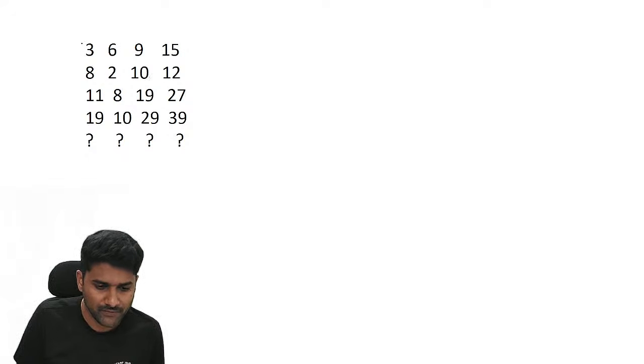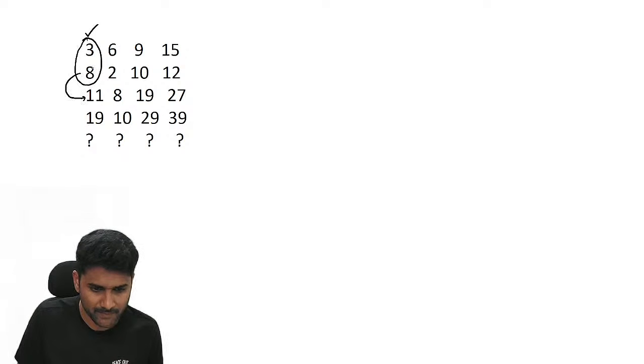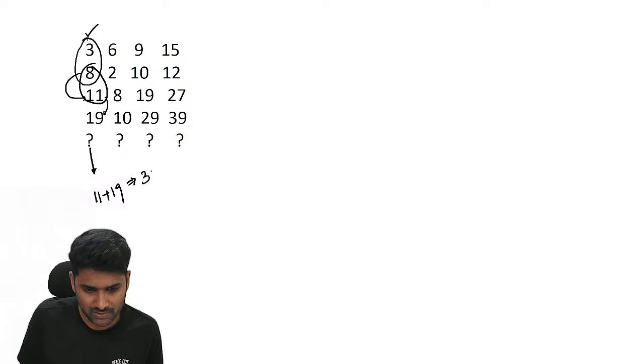Now see, if you observe the columns here, 3 plus 8 is equal to 11. 8 plus 11 is equal to 19. Then if you want this number, 11 plus 19 is equal to 30.